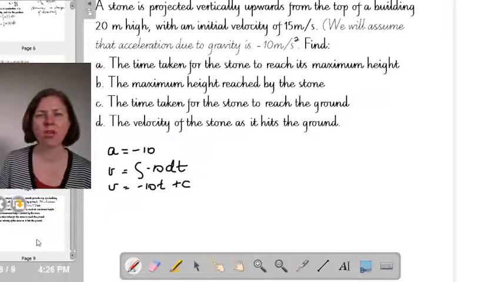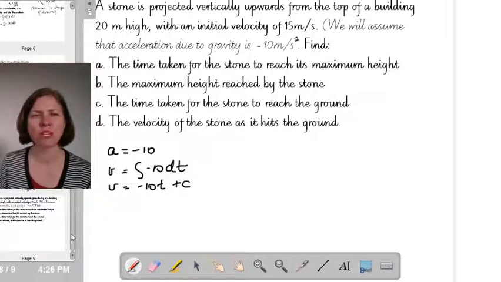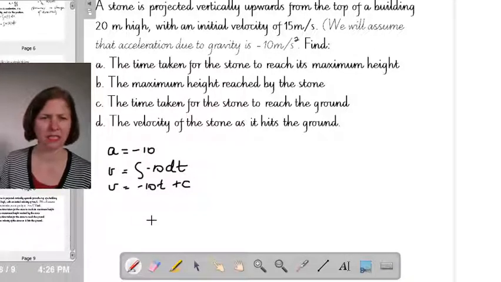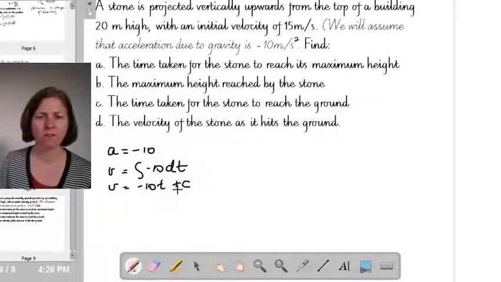Now I'm going to go back to the question and look for some more information to help me find c. The initial velocity, I'm told, is 15 meters per second. So when t is 0, the velocity is 15. So c must be 15. So the velocity is negative 10t plus 15.